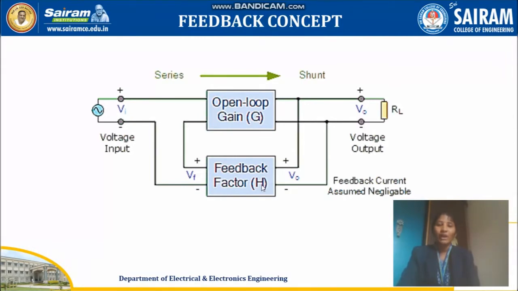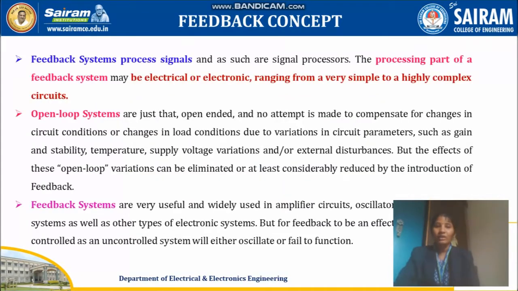If you are giving a feedback by taking the varying signal as a reference and giving it back for correction, then it is called a closed loop system. If you maintain the system under open loop condition, your output will not be stable; it will be oscillating or fluctuating. If you are giving the feedback, then your output will maintain a stable condition. So the feedback system is very useful and widely used in amplifier circuits, oscillators, process control systems, as well as other types of electronic systems.